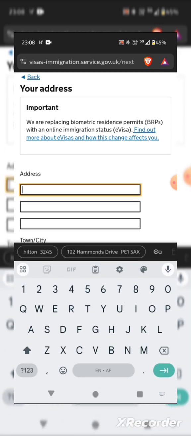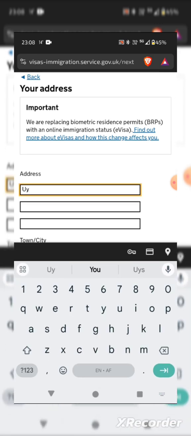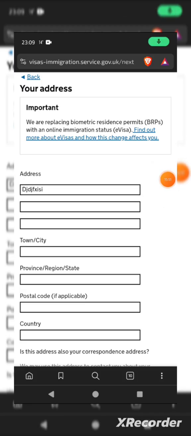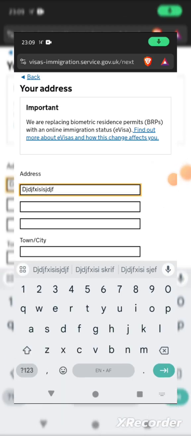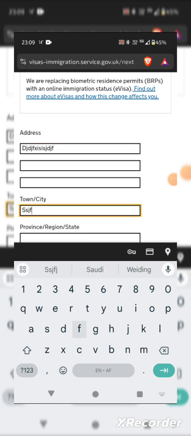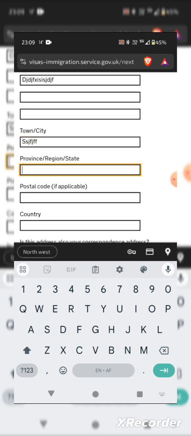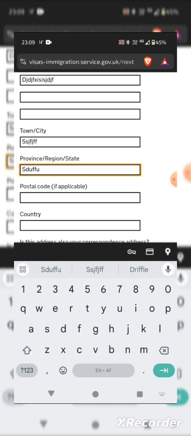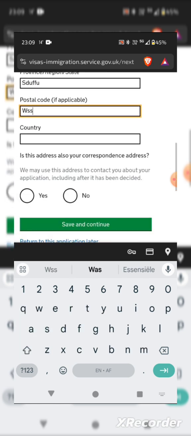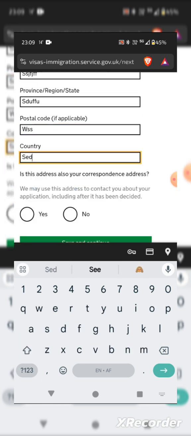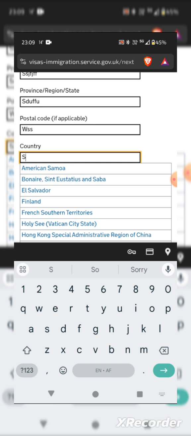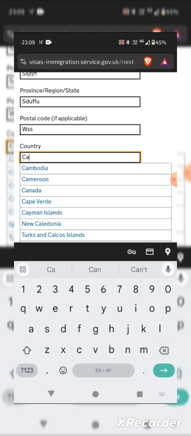Okay. Your address is what you will need to write. Make sure you put your address here, put your town, your province or region, postcode, and country, the country where you are from. Is it Cameroon? I'm going to put Cameroon.